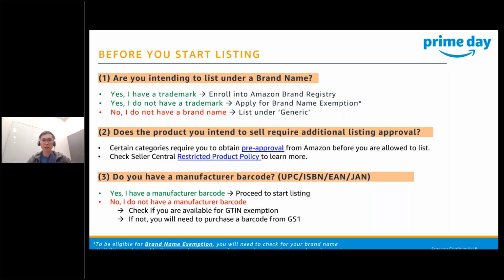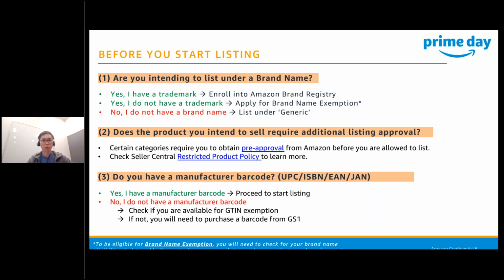So the first question is, does the product that you intend to list have a brand name? Now, if yes, and you have an eligible trademark, you will ideally be advised to enroll into Amazon Brand Registry so that you can gain access to the Amazon brand building tools, such as the A+ content or the Stores features.